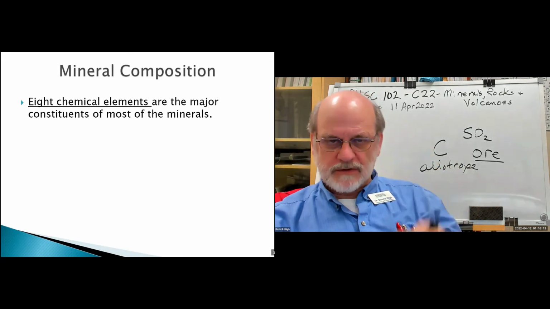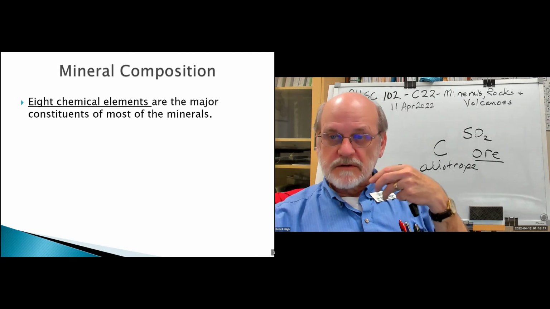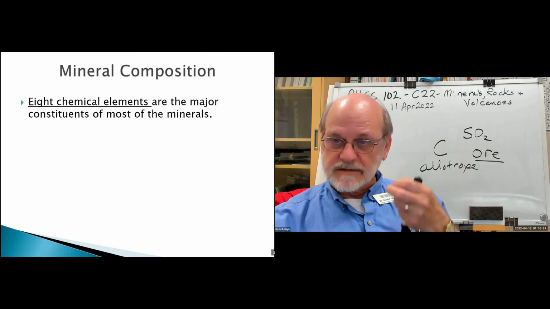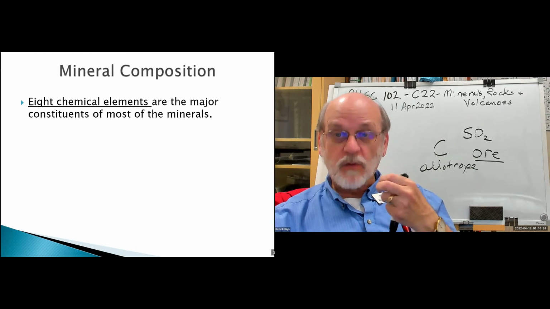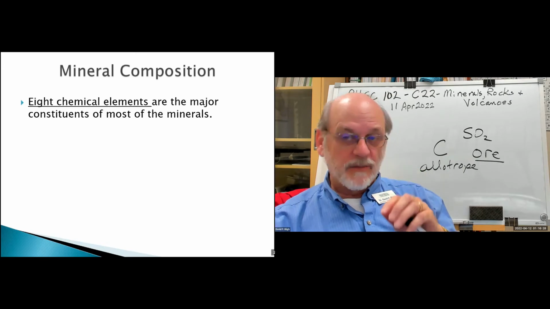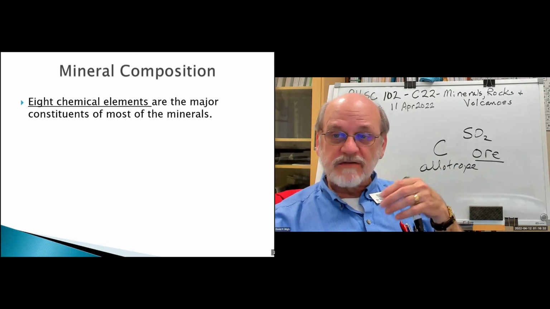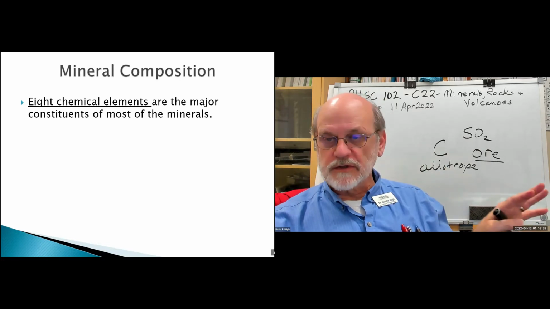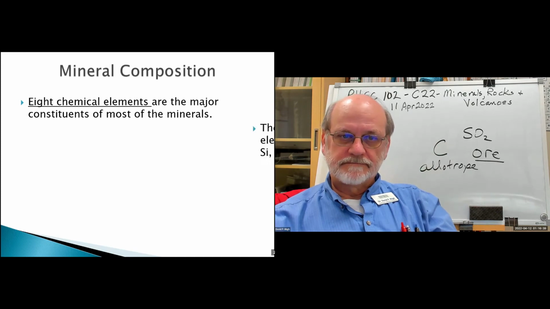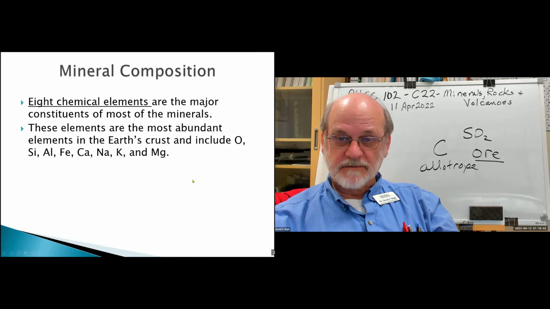Okay, most minerals are some combination of 1, 2, or more of 8 chemical elements. And now we're talking about those elements in the periodic table. Take those 8 elements and combine them in various ways, and you will have 99.9% of all minerals discoverable on the earth.